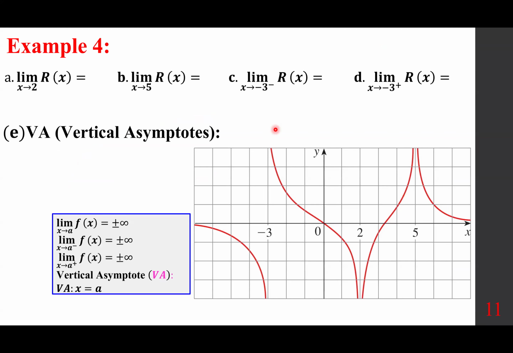We are given a graph. We want to find the limit of r of x as x approaches 2, 5, negative 3 from the left, negative 3 from the right. And we want to find the equation of vertical asymptotes, reminding everybody of the definition we just discussed in the previous page of vertical asymptotes and what they are. So having said that, let's start with number 2.